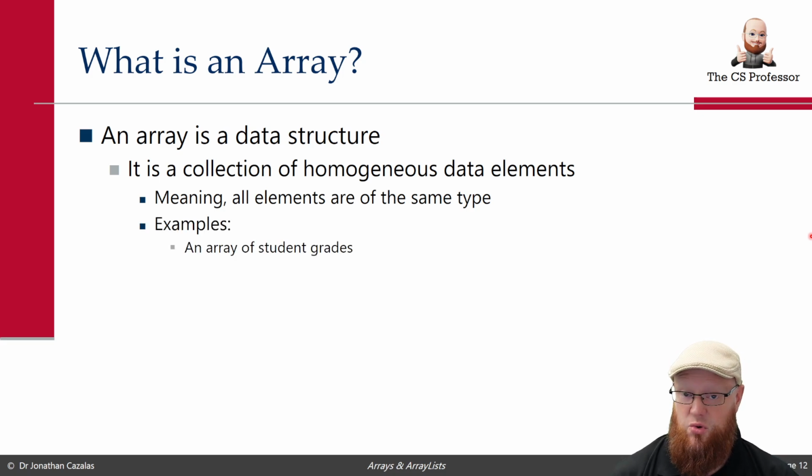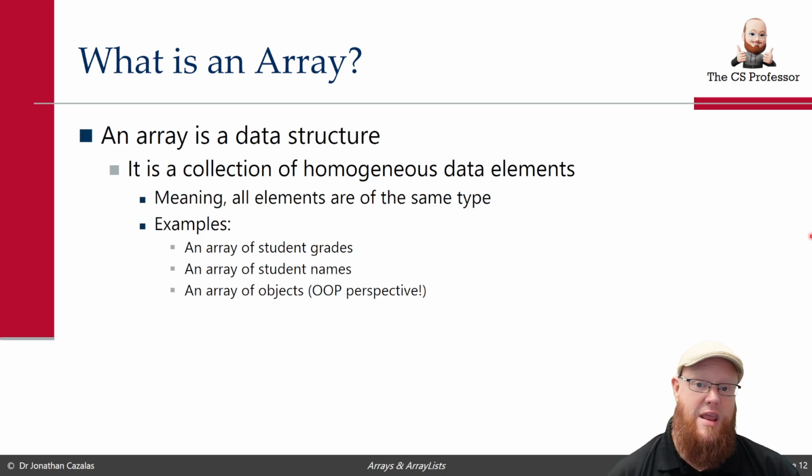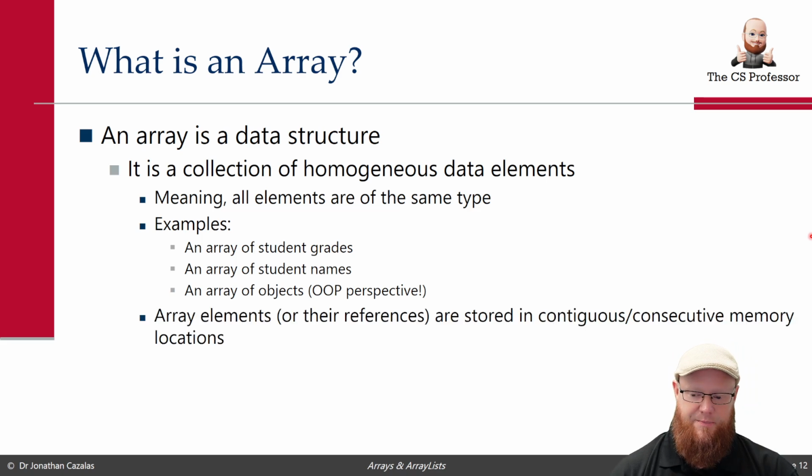Examples, you can have an array of student grades. You can have an array of student names. You can even have an array of students from the OOP perspective, right? Where in fact, every element stored inside the array, instead of being a grade, which would be a float or a double, is now an address that points to, or refers to, an object, in particular a student object.